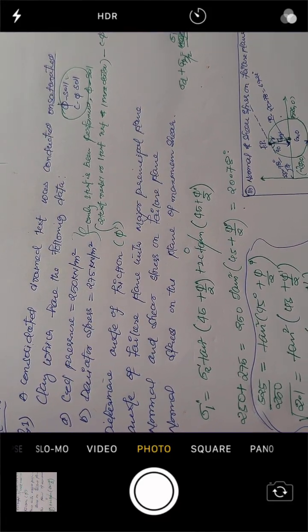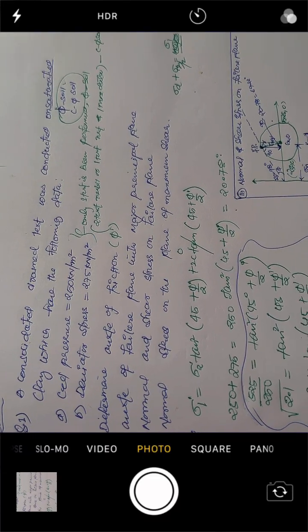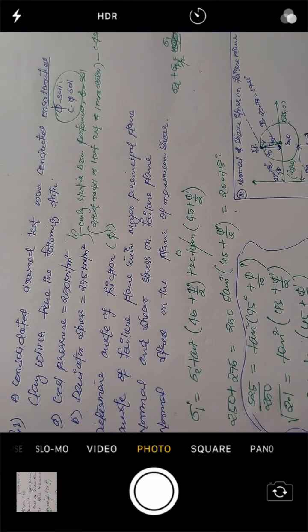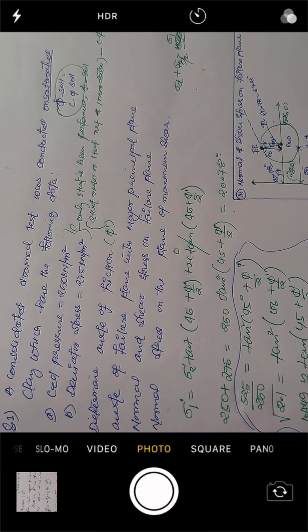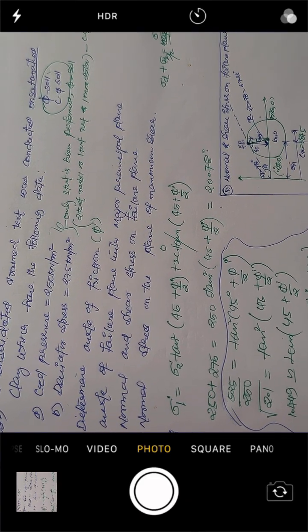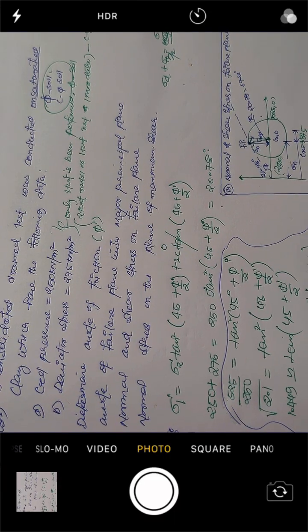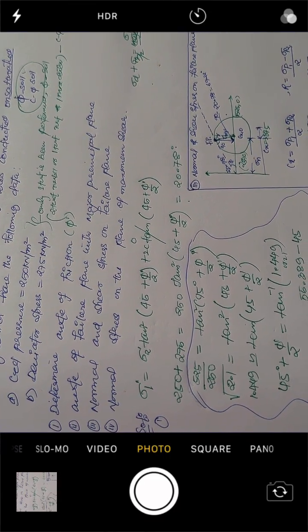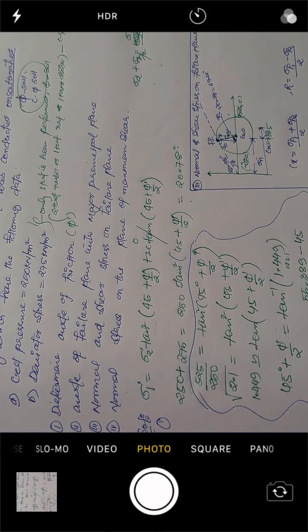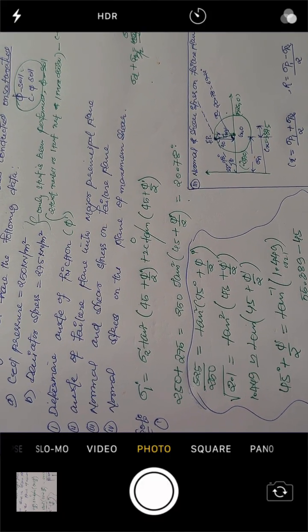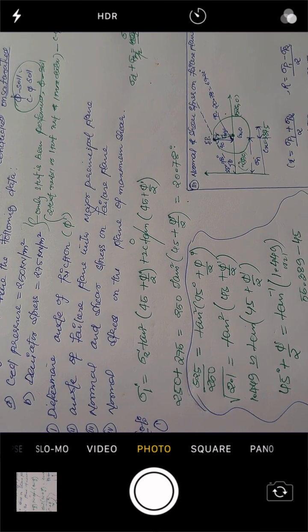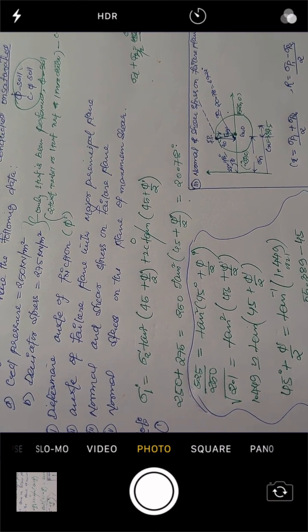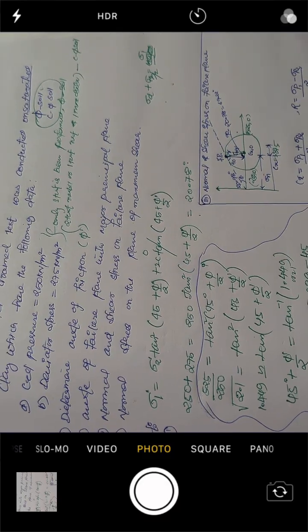A consolidated drained test was conducted on saturated clay, which has the following data. Cell pressure is given as 50 kN per meter square. Deviator stress is given as 175 kN per meter square. But we need to determine the angle of internal friction, angle of failure plane with major principal plane, normal and shear stress on a failure plane, and normal and shear stress on the plane of maximum shear.